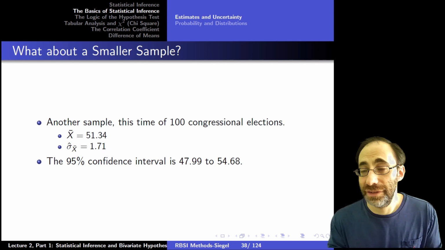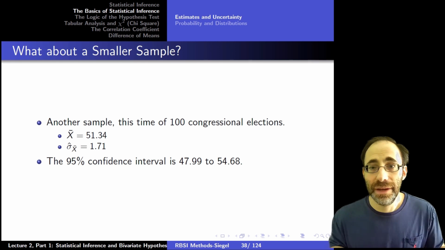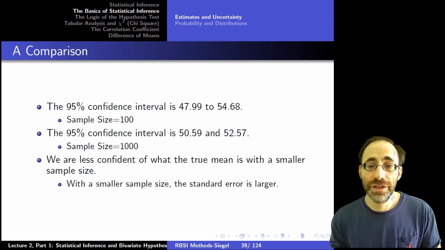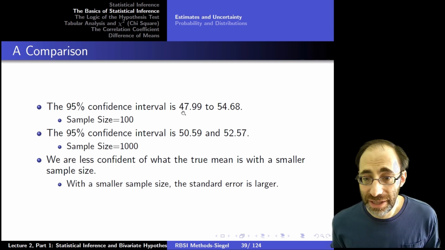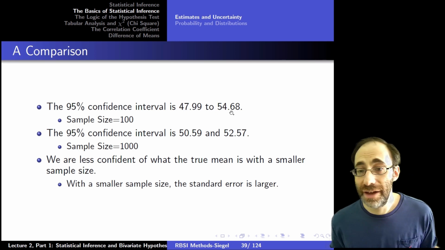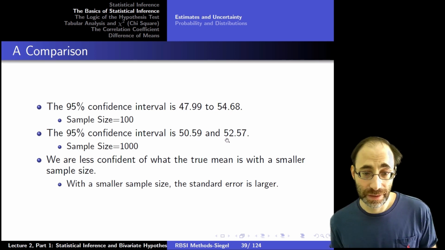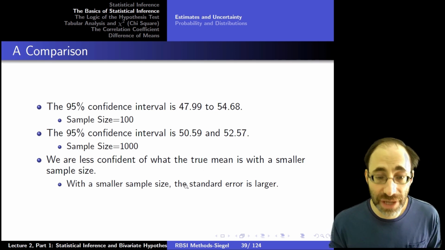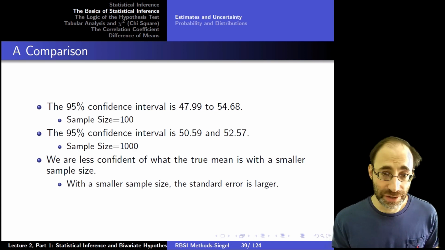Because we have a smaller sample size, we are less clear about where we would draw a mean given the particular sample that we had. So to compare them head to head, with a smaller sample size, we went from about 48 to about 54.5. For a bigger sample size, it's about 50.5 to 52.5. So you're less confident where the true mean is with a smaller sample size. With a smaller sample size, the standard error is larger.